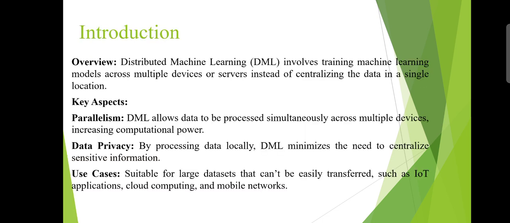Introduction. Overview. Distributed machine learning (DML) involves training machine learning models across multiple devices or servers instead of centralizing the data in a single location. Key aspects of this distributed machine learning are parallelism: DML allows data to be processed simultaneously across multiple devices, increasing computational power. Data privacy: by processing data locally, DML minimizes the need to centralize sensitive information.